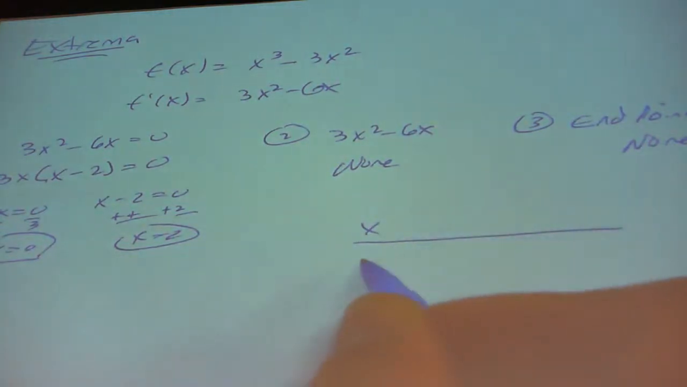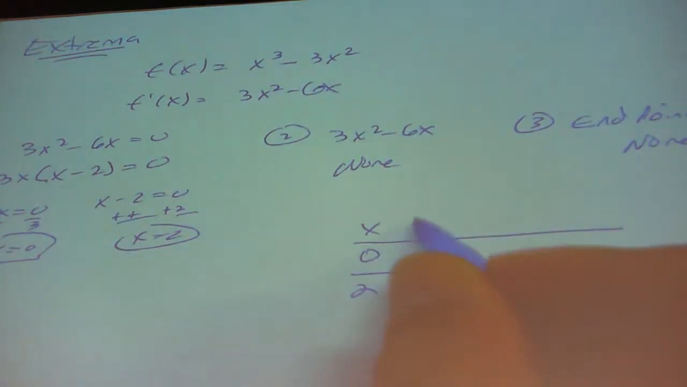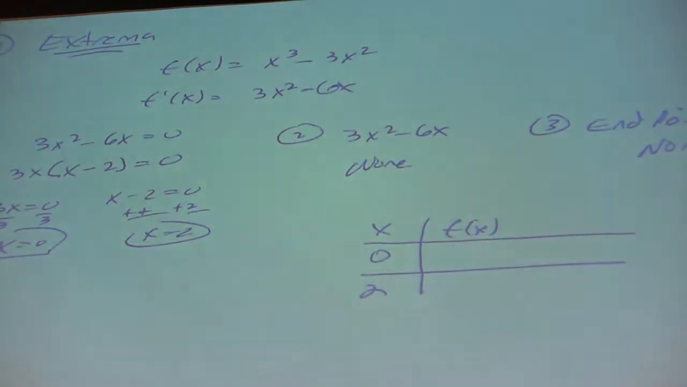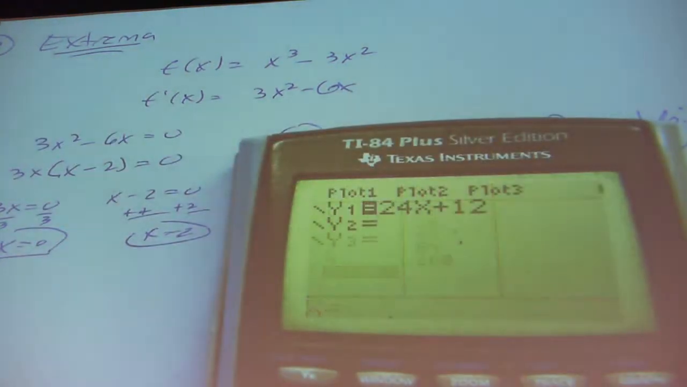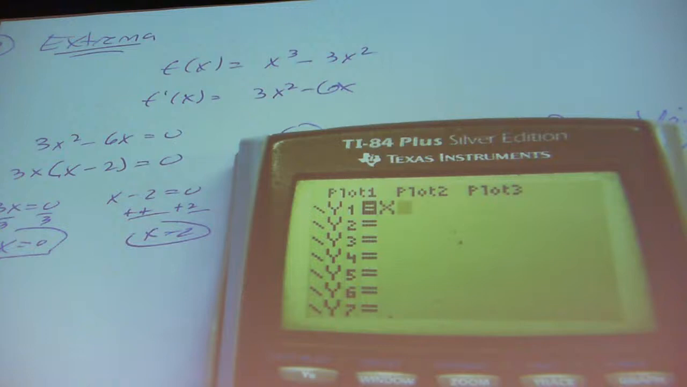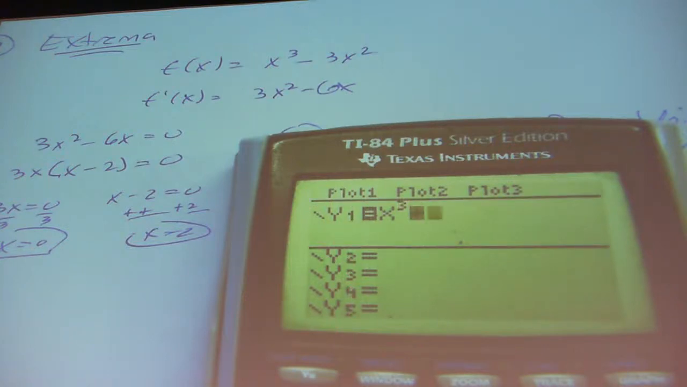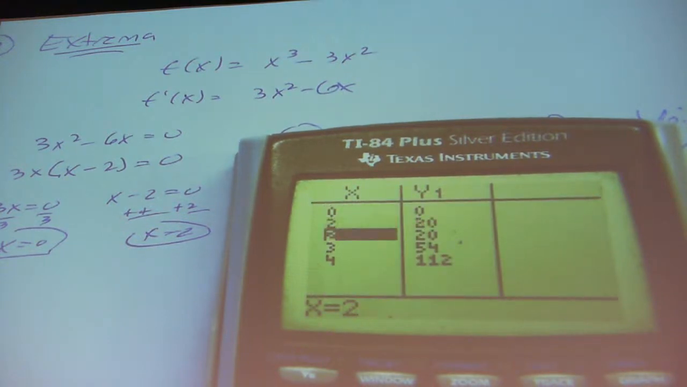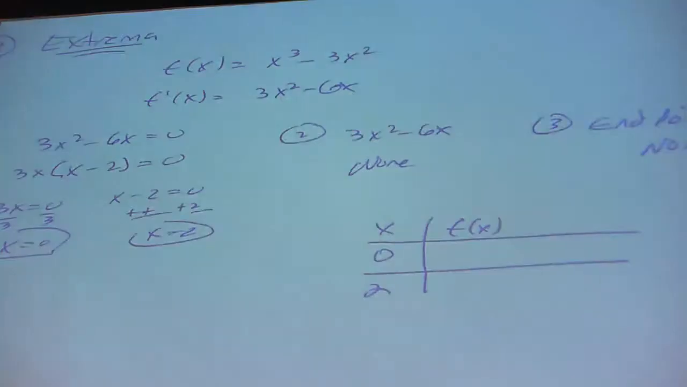So we make a table, 0 and 2. Remember, we plug it into the original. The original is x cubed minus 3x squared. Plug in 0, plug in 2, and we get the points.